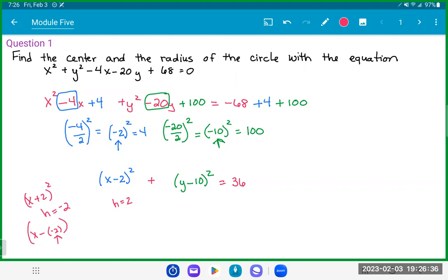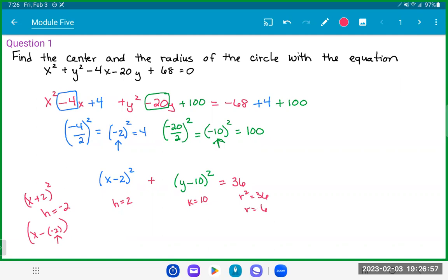Okay. And then here, our y is our k. So here we get k is 10. Okay. And then this right here is r squared, right? So r squared is equal to 36. So if I take the square root of both sides, that gives me that r is equal to 6.